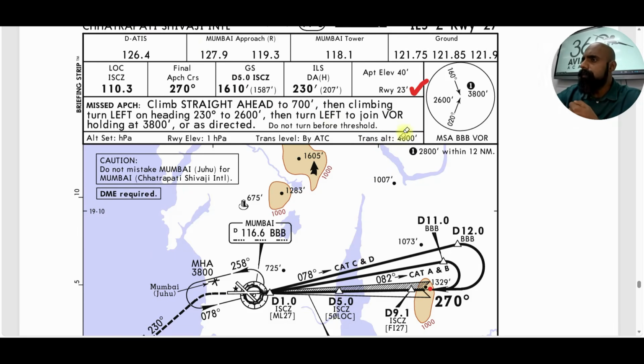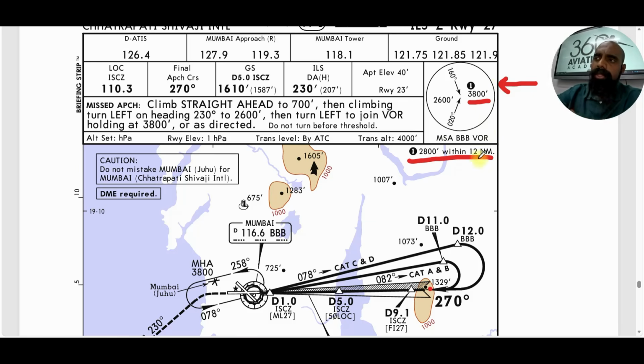Now, moving forward here, let's have a look at this section over here. You can see a number 1 mentioned over here saying 2,800 feet within 12 nautical miles. What that typically means is, you can see over here that your MSA is actually 3,800 feet if you are flying from the east towards the airport, right?